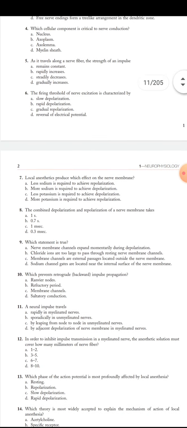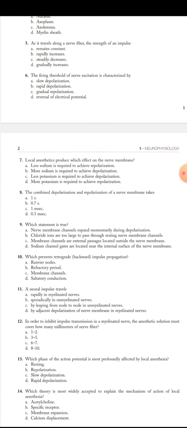Question 9. Which statement is true? A. Nerve membrane channels expand momentarily during depolarization. B. Chloride ions are too large to pass through the resting nerve membrane channels. C. Membrane channels are external channel passages located outside the nerve membrane. D. The sodium channel gates are located near the internal surface of the nerve membrane.